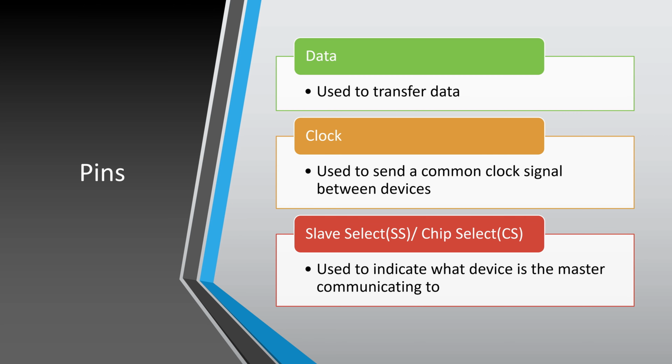The last kind of pin is slave select or chip select. The main goal of this is to indicate which device the master is communicating to. The way it works is it sends a signal of high, logical high, or a 1, and once it's done sending, it's going to bring that to logical low. This helps the slave figure out when it's going to receive the data, and in the end, helps to speed up the process too.